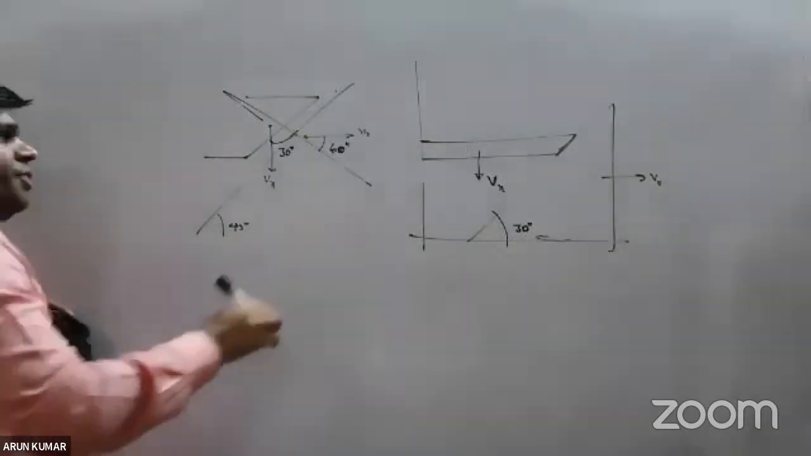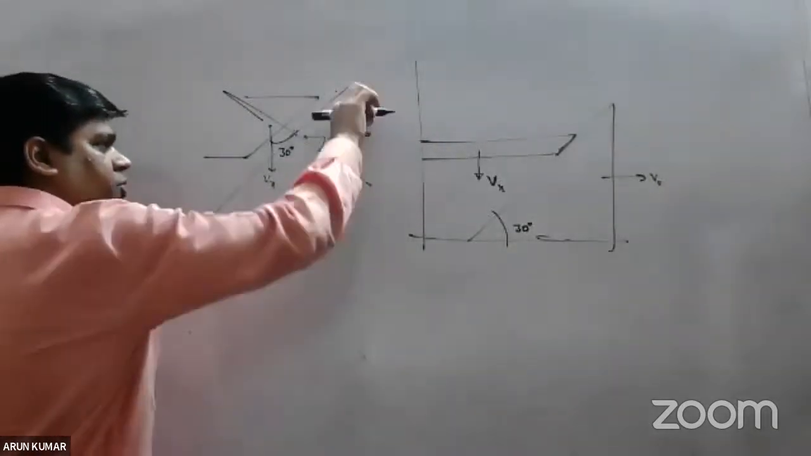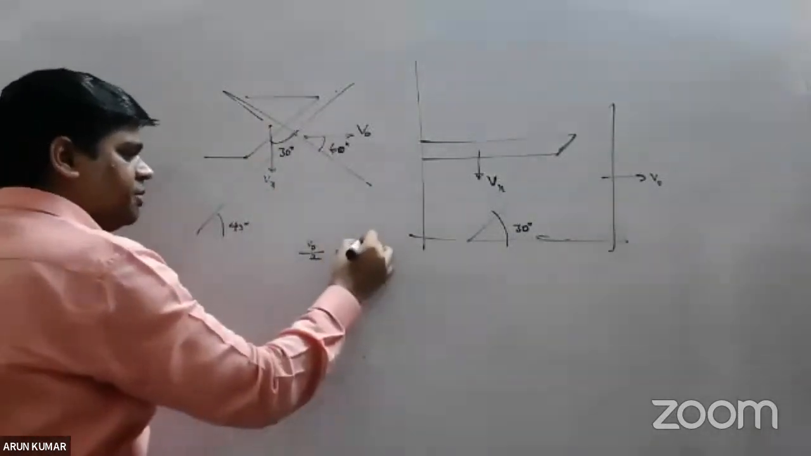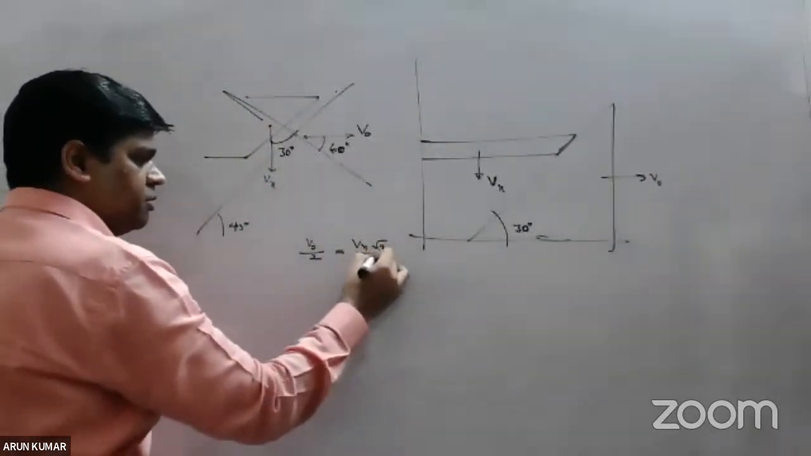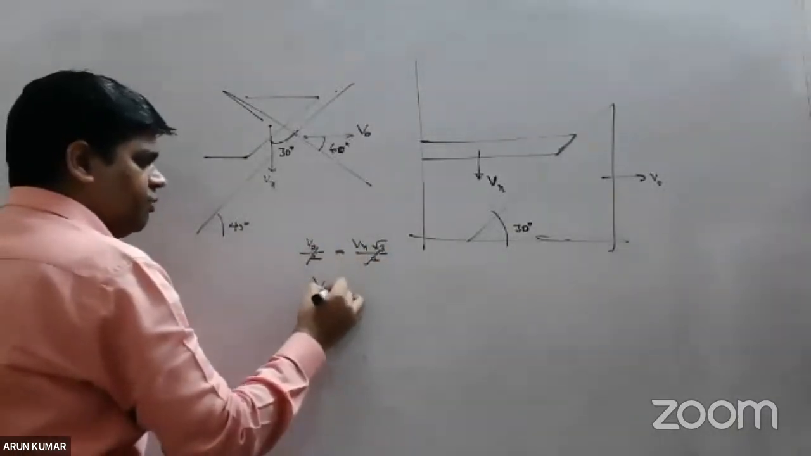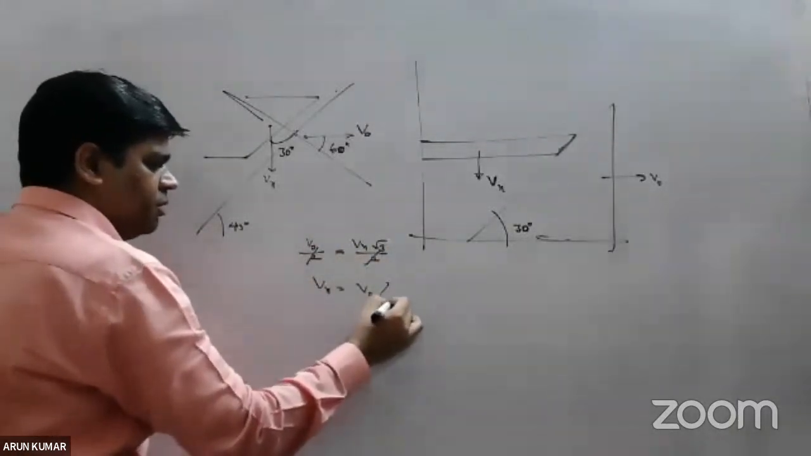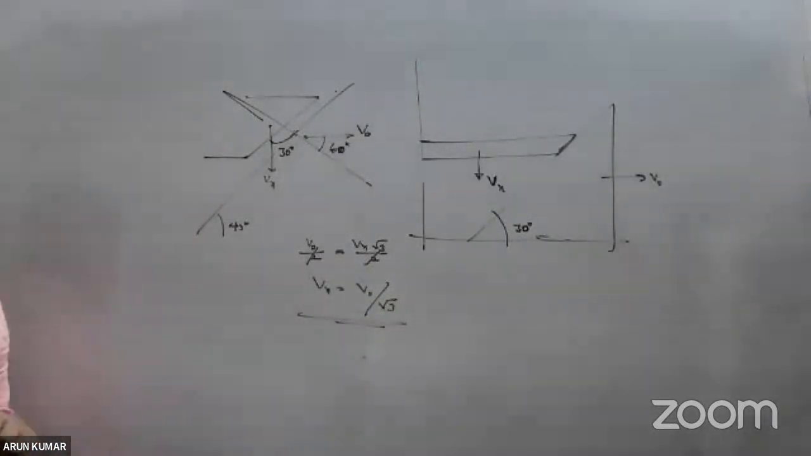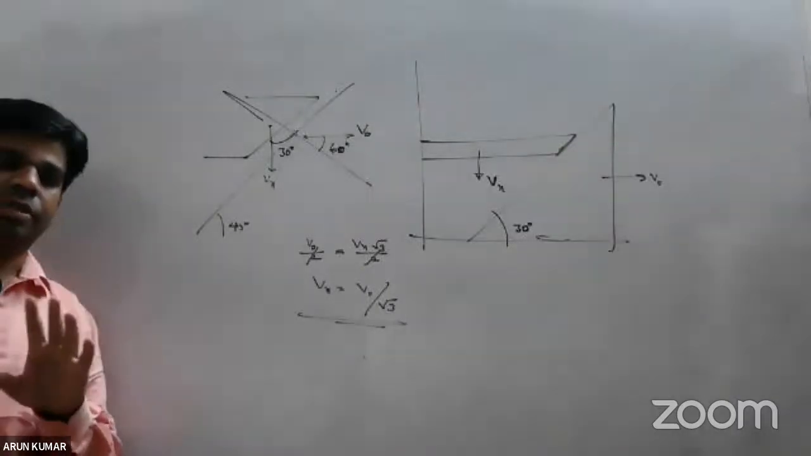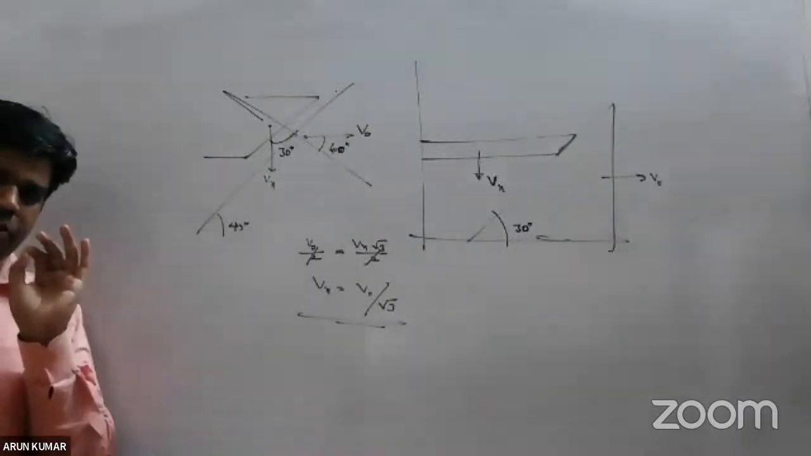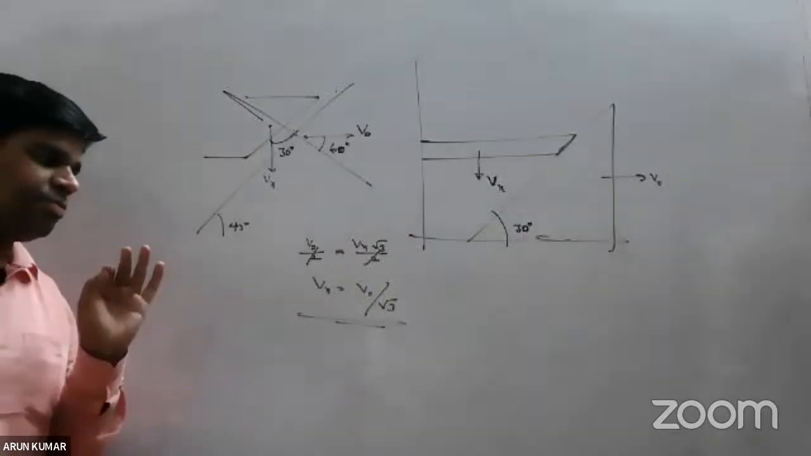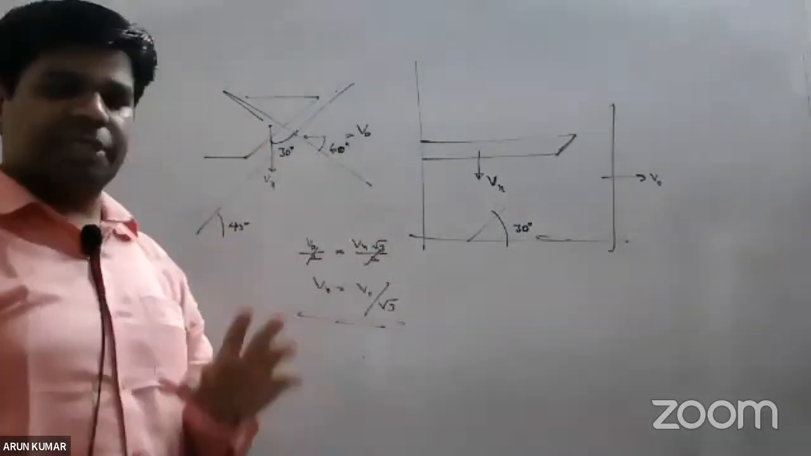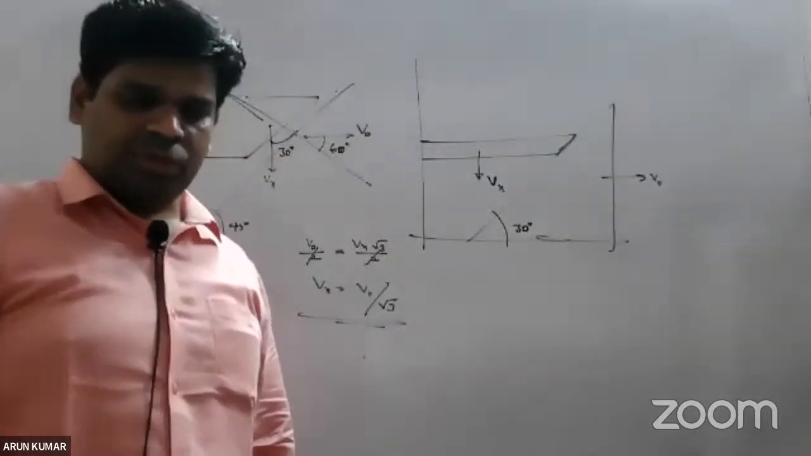That's 60. So V naught cos 60, which is V naught by 2, should be equal to Vx cos 30. 2 gets cancelled out. Vx is equal to V naught by root 3. I didn't use Vx is equal to V naught tan theta, or V naught cot theta, all those formulae. I went to the basic logic. The logic says velocity of the points of contact along the common normal will be same. All right.